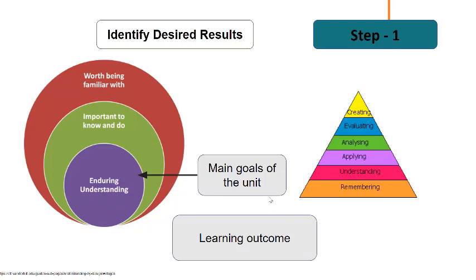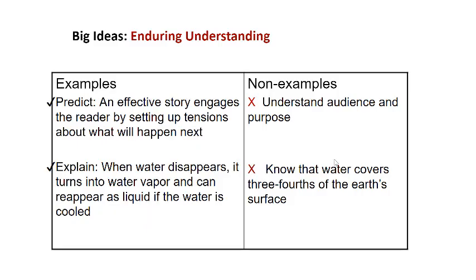After you define the desired result of your course, now it's time to design and write the learning outcomes of the course. And don't forget, to write the learning outcomes, you need to use Bloom's taxonomy, and we need to focus on the higher order thinking skills. Let's take an example about the enduring understanding or the big ideas.